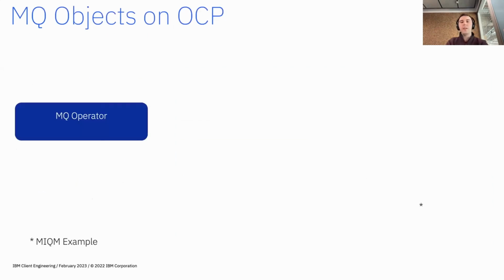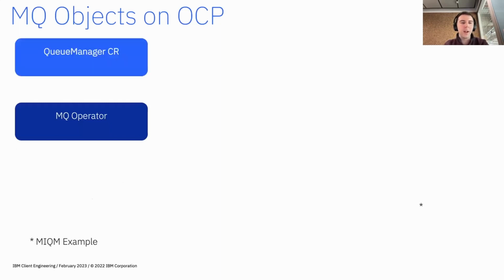So these are the objects which get deployed on OpenShift. To start off, we have the MQ operator, and this will sit here waiting for a user to say that they'd like a new queue manager. Once they do that with a queue manager custom resource, the operator will notice the custom resource and start getting things ready.